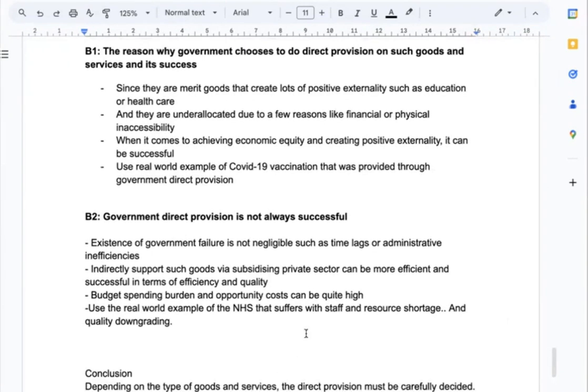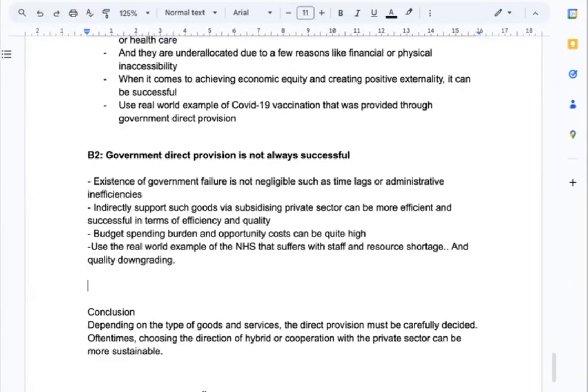My conclusion can say that, depending on the type of goods and services, the direct provision must be carefully decided. Choosing the direction of hybrid or cooperation with the private sector can be more sustainable and wise.